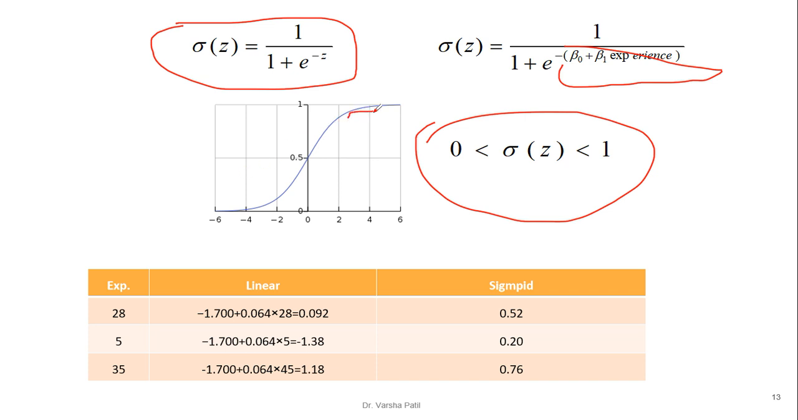When it goes to positive infinity, it is not exactly 1; it runs very parallel to this axis, but it never touches it, and the same holds here. So when we use the exponential function, for all these experience values we get values between 0 and 1, and they are very properly calibrated.